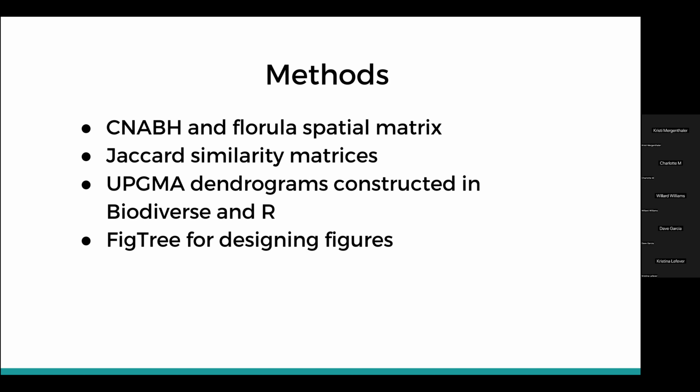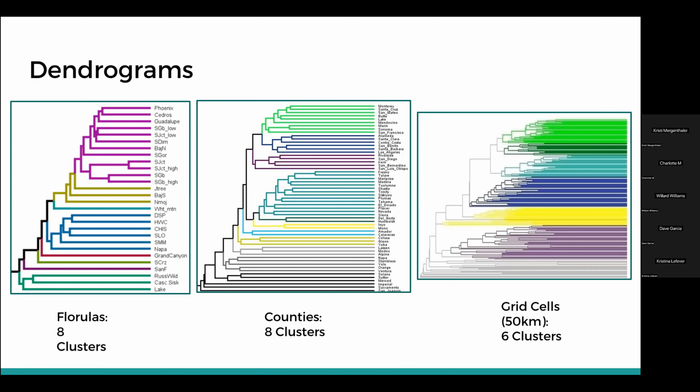So basically it looks at the spatial similarity of species compositions within California. And so we make these through a software called Biodiverse, as well as using the software R. And then we use this other software, Figtree, to design these figures and make them look pretty. Okay, so to the results. So these are the 3 dendrograms that we created, okay?